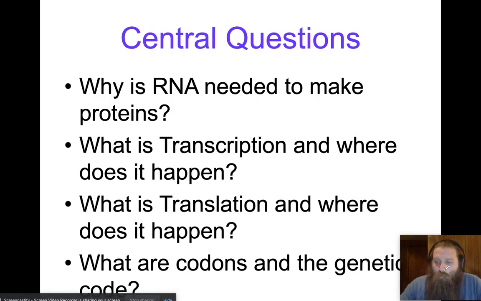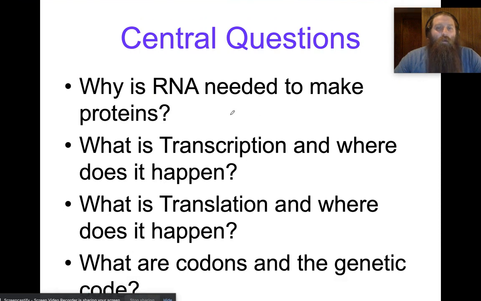All right, so you should be able to now answer a lot of these questions. First, why do we need RNA to make proteins? Well, we've got to get it out of the nucleus, right? We can't get the instructions out of the nucleus without RNA. Transcription happens in the nucleus. It's the copying of DNA to mRNA. Translation happens on a ribosome, either in the rough ER or the cytoplasm, and it translates mRNA into a protein by using anticodons on tRNA to bring the right amino acids in the right order. Codons are 3-letter sequences, right? And the genetic code is the order of codons that gives us a specific protein.